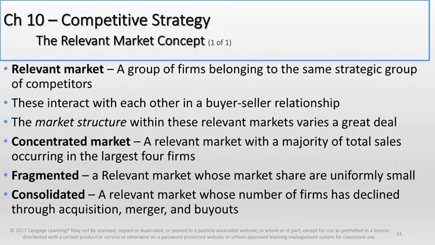Understanding relevant markets and market structure. The definition of a relevant market: a group of firms linked by buyer-seller interactions. It's defined by product and geographic scope. An example: prime rate commercial loans is a national market. Bagged cement is a local market.